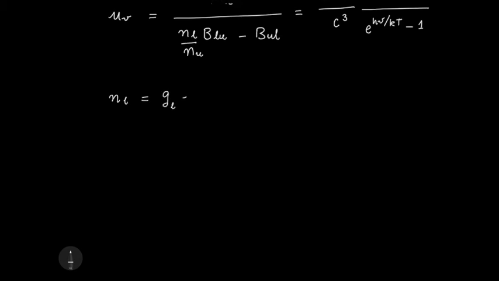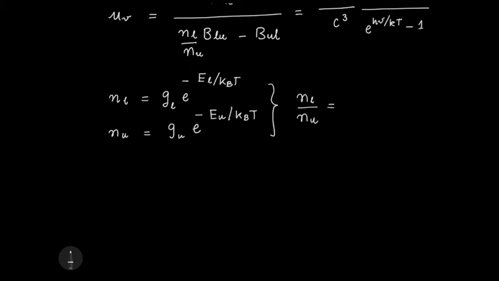So Maxwell distribution tells you NL is going to be GL times e to the minus EL by KBT. Similarly, NU is GU times e to the minus EU by KBT. Now this GL and GU are the multiplicities of the state, meaning how many different ways in the atomic configuration you can reach that energy level. So that is GL or GU.